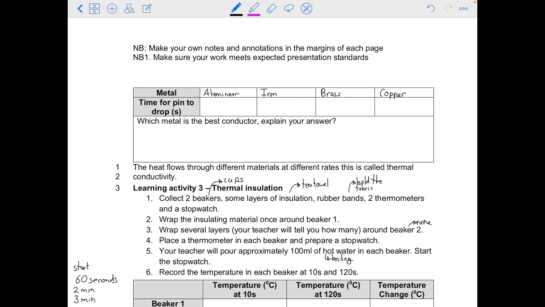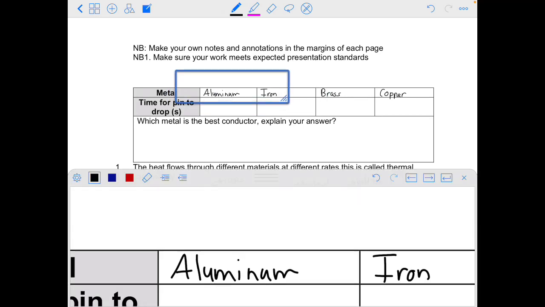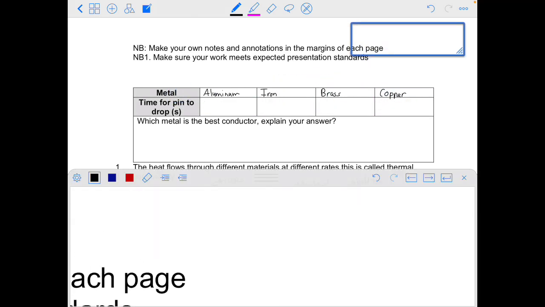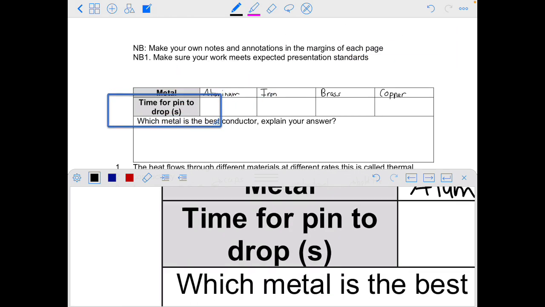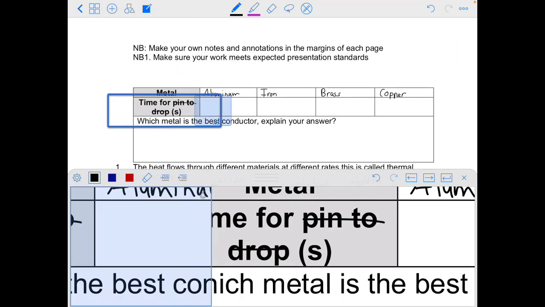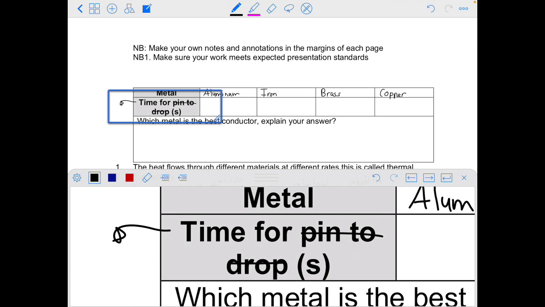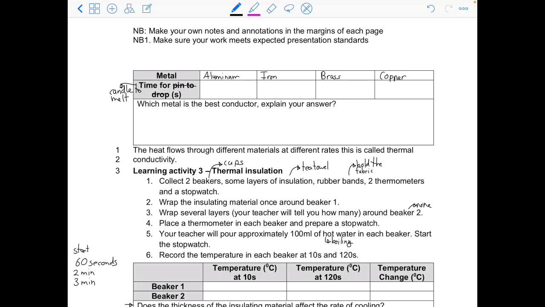So as I said, you have this table here with aluminum, iron, brass, and copper. So time for, we're not going to say pin to drop, we're going to say time for candle to melt. So you're going to watch the video, write in the times, and then answer the question, which metal is the best conductor? So which metal conducts heat the best?